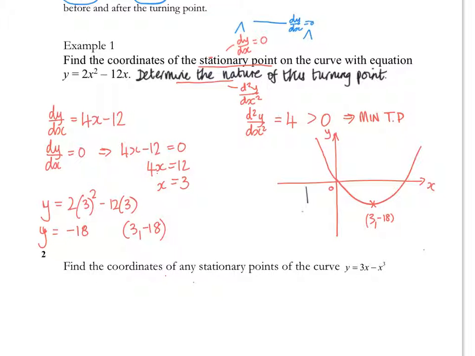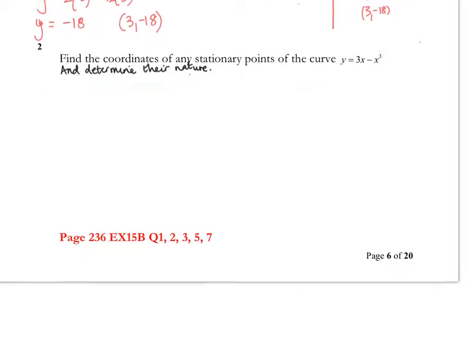Okay, on the next one then, find the coordinates of any stationary points that you've got on this curve. And we could determine their nature as well. So what we'll say is, find the stationary points and determine their nature. Okay, let's start off with.